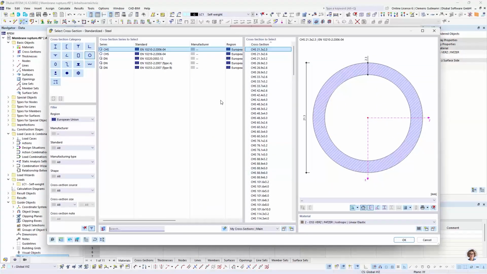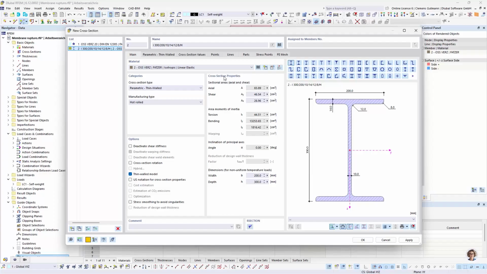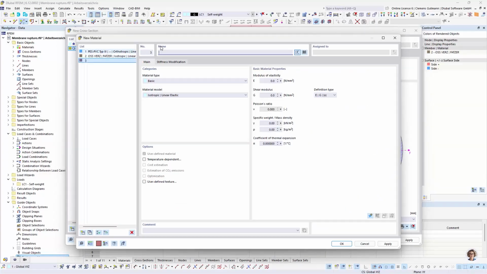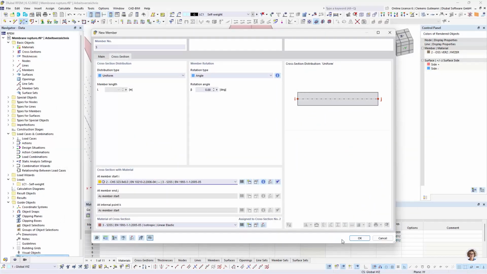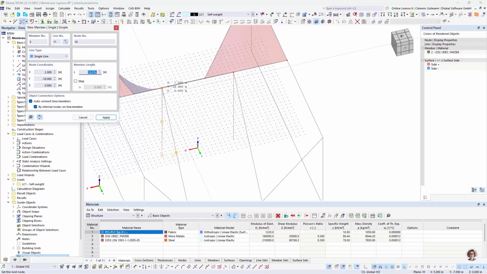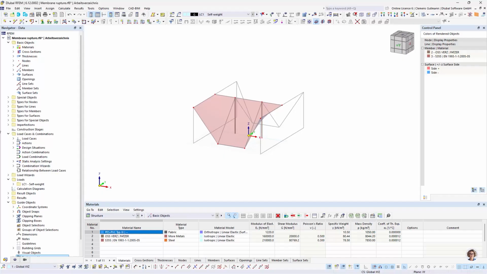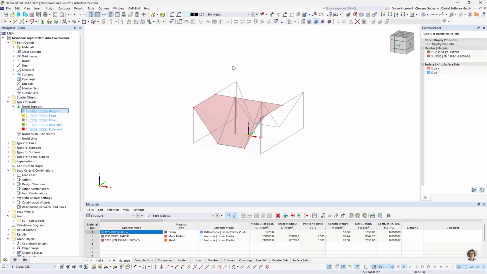Here. This one. And then we need a new material for them. Okay. Then we can proceed with the nodal supports.